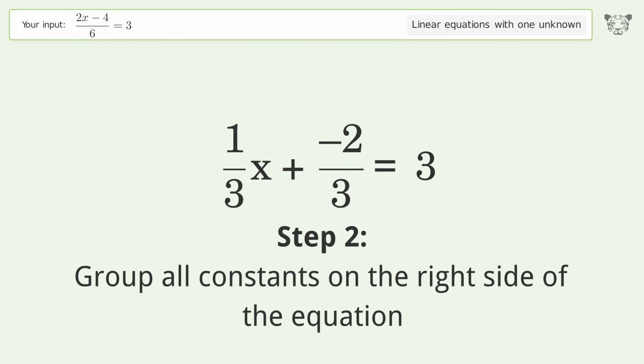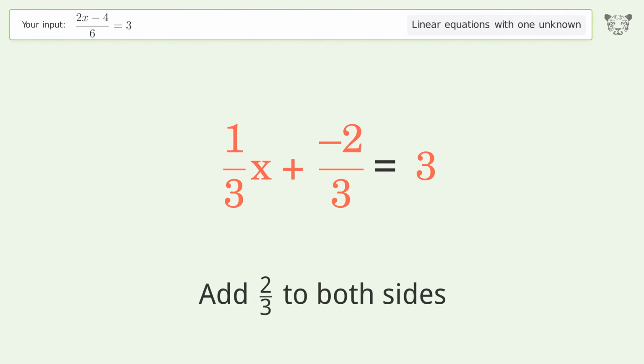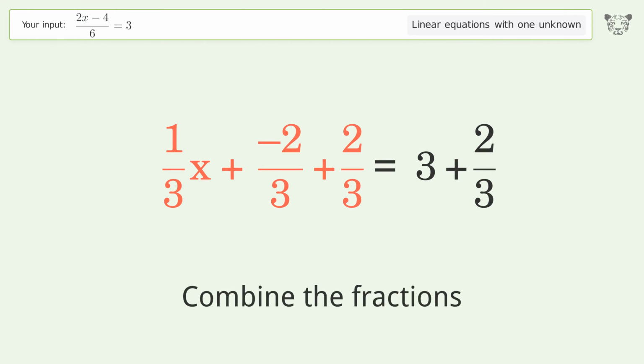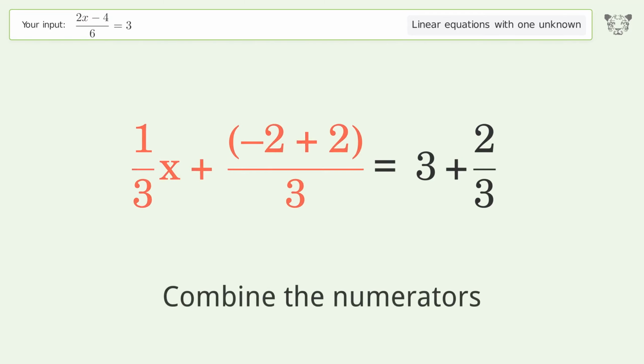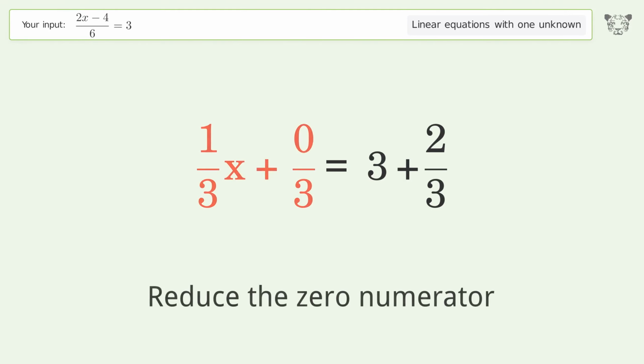Group all constants on the right side of the equation. Add 2/3 to both sides. Combine the fractions. Combine the numerators. Reduce the zero numerator.